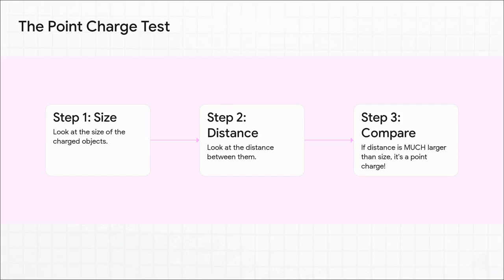It's basically a three-step check. First, you look at the size of your objects. Second, you look at the distance that's separating them. And third, and this is the big one, if that distance is overwhelmingly larger than their individual sizes, you're golden. You can treat them as point charges.